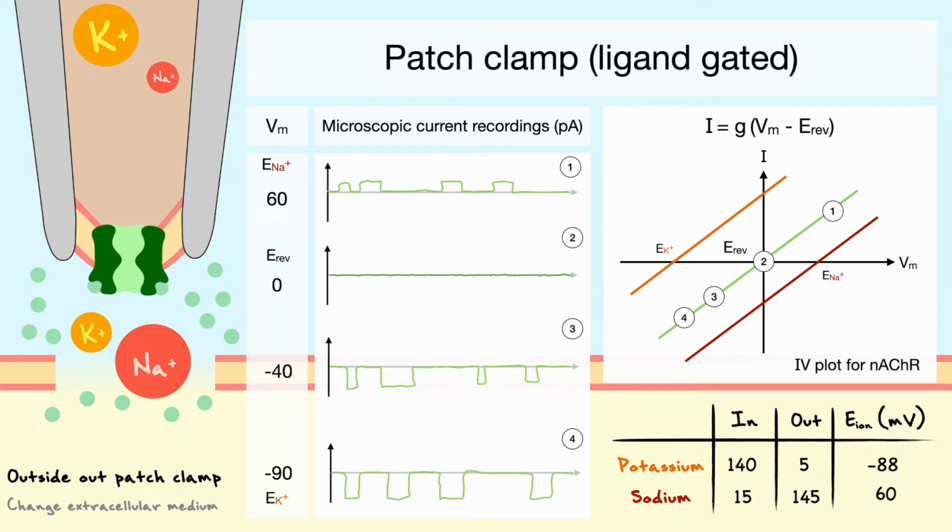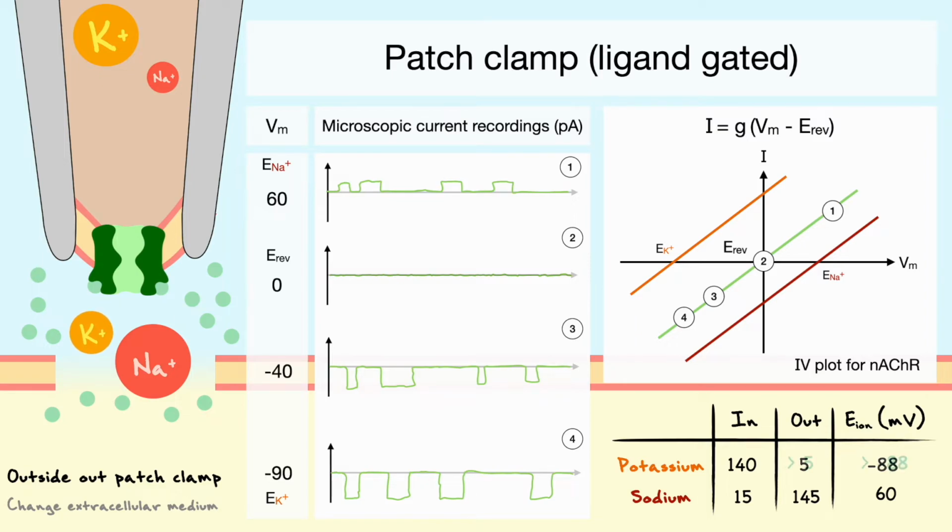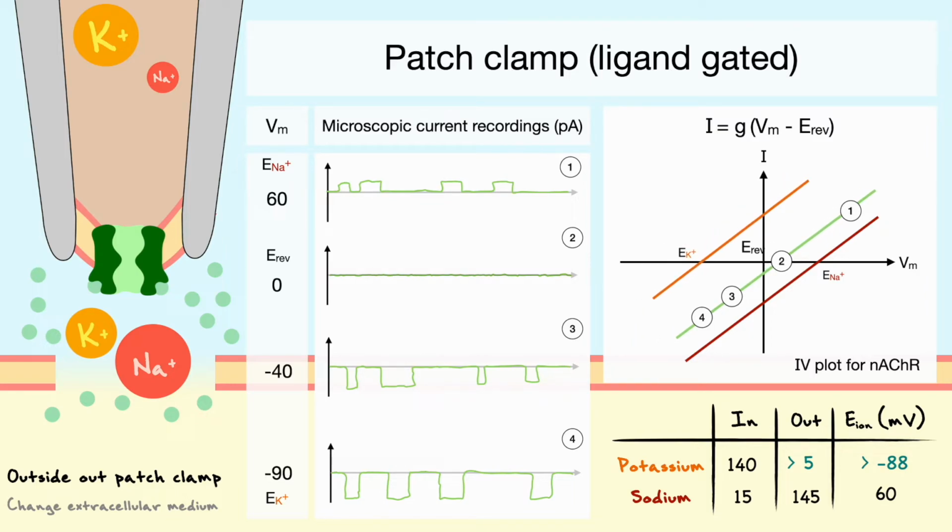To confirm that sodium and potassium are indeed the two main ions flowing through the channel, one can change the concentrations of each ion to see how the IV curve is impacted. For example, if the external sodium concentration is lowered, the equilibrium potential for sodium will also be lowered. As a result, the IV curve for both sodium and the acetylcholine receptor moves to the left. Inversely, if the external potassium concentration is increased, the equilibrium potential for potassium increases and the curves for potassium and the receptor shift to the right.